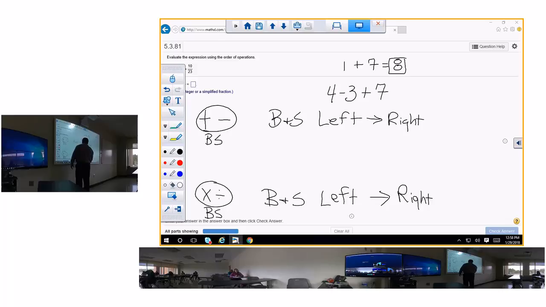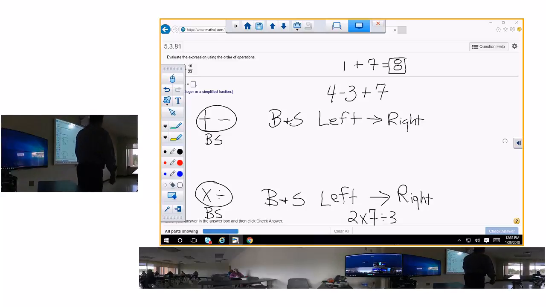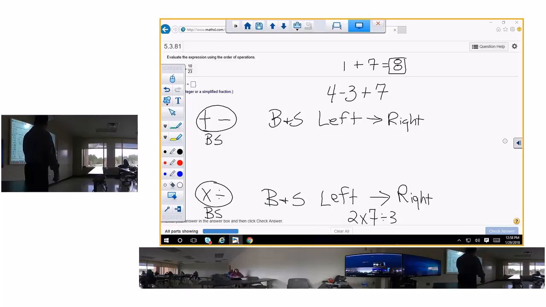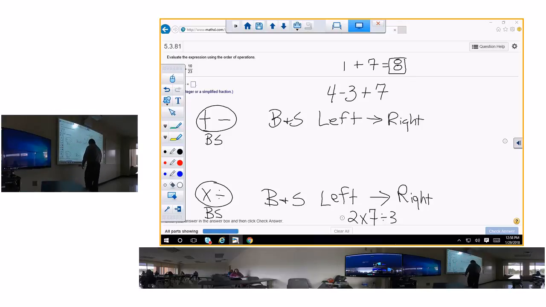I'm going to pick 2 times 7 divided by 3. Now division is where it really happens, because if you don't do it the right way, that division is going to mess up your world. Okay? In this case, if you do it the right way, it's going to make a fraction, because if you go from left to right, it would be 2 times 7 divided by 3. 2 times 7 is what? 14. 14 divided by 3 is 14 thirds.